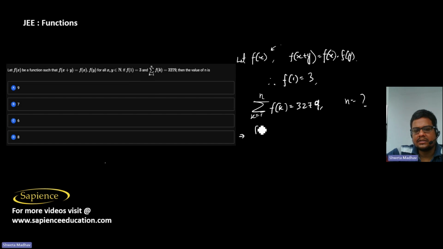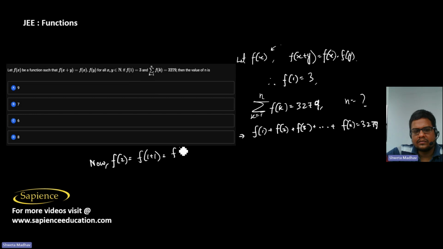So here we can say this is actually equal to f of 1 plus f of 2 plus f of 3 plus dot dot till f of n, that is equal to 3279. Then we have to find n. So now we can find f of 2. How? That will be equal to f of 1 plus 1, that is equal to f of 1 into f of 1. So that will be equal to 3 into 3, that is 3 square.